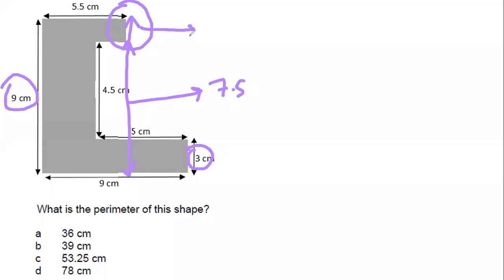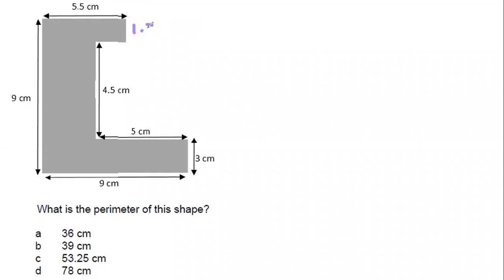So to get this little piece here, we would just say 9 subtract what? 7.5. All right. What is 9 subtract 7.5? 1.5. Right. So what happened is that this is 1.5. So all we need to do now is to add up all of these without using a calculator. So see if you can do that for me.